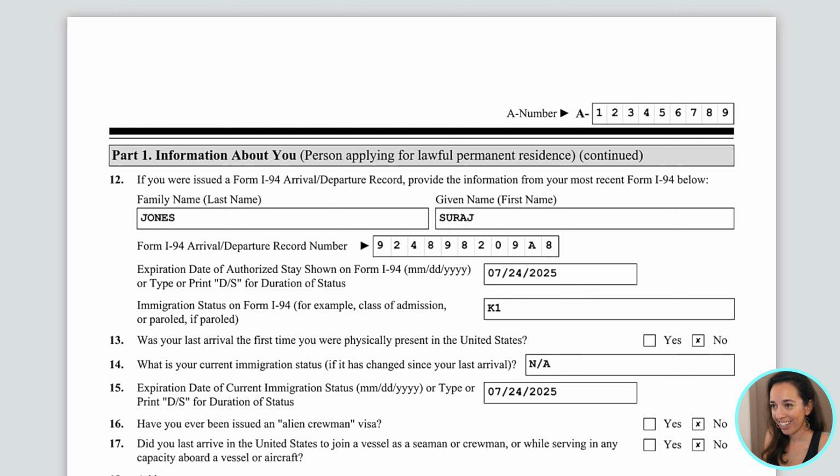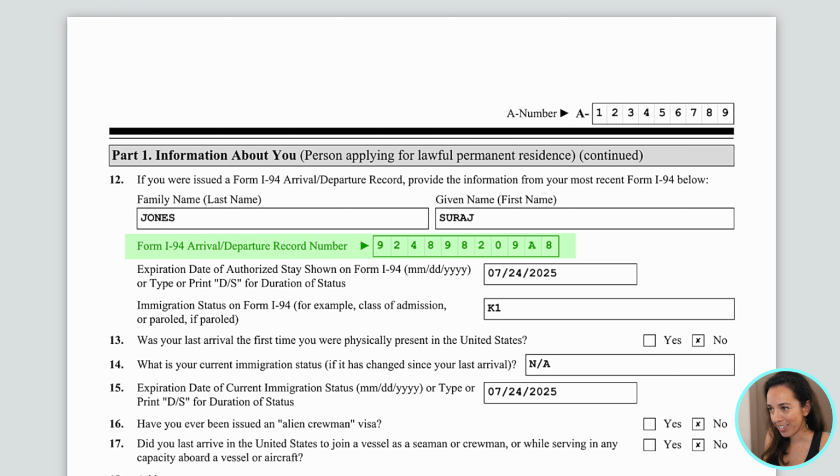On page 3, again, remember to type in or write in your A number. Question 12 asks if you were issued a Form I-94. Provide the information from your most recent I-94. So I'm going to put my beneficiary's last name and first name, and then I'm going to enter his I-94 arrival departure record number.